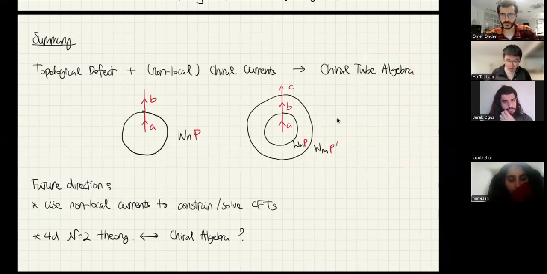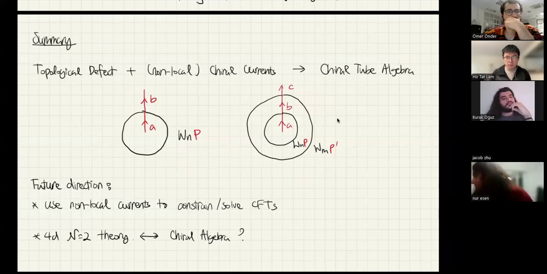So one, of course, a very natural question one would ask is: can we find applications of this symmetry structure? Can we use this non-local occurrence to constrain or even solve some CFTs? And another interesting direction is that it turns out that the chiral algebra is something that not just exists in 2 dimensions, it also exists in 4 dimensions.